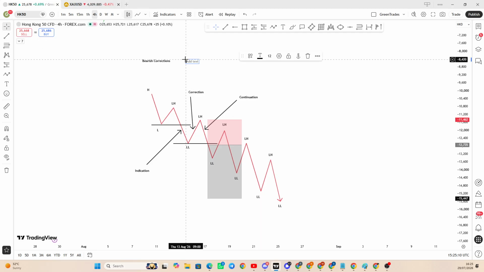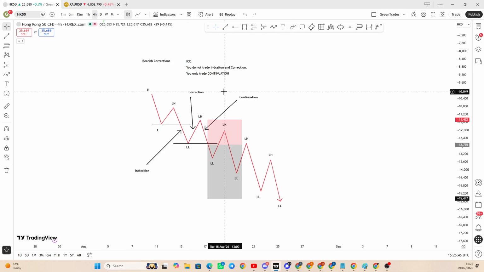When it comes to ICC, you do not trade indication and correction. You only trade continuation. That is the only one that you trade.